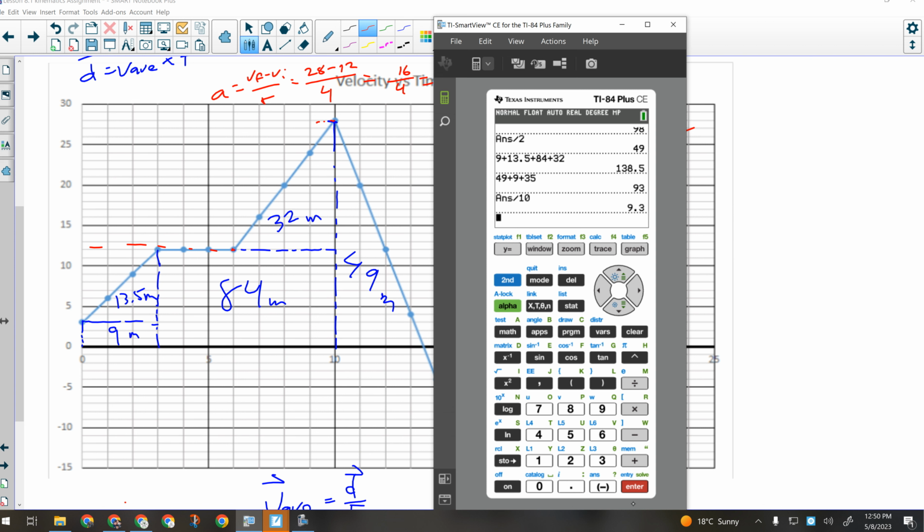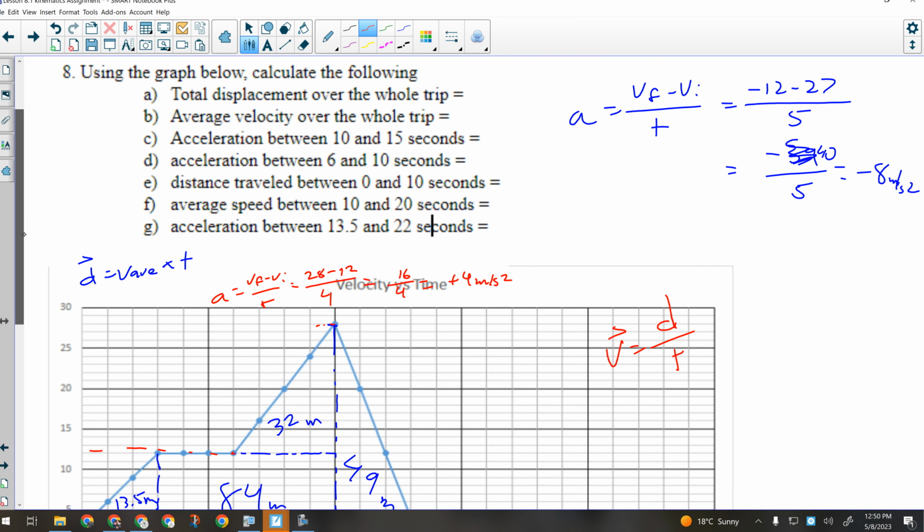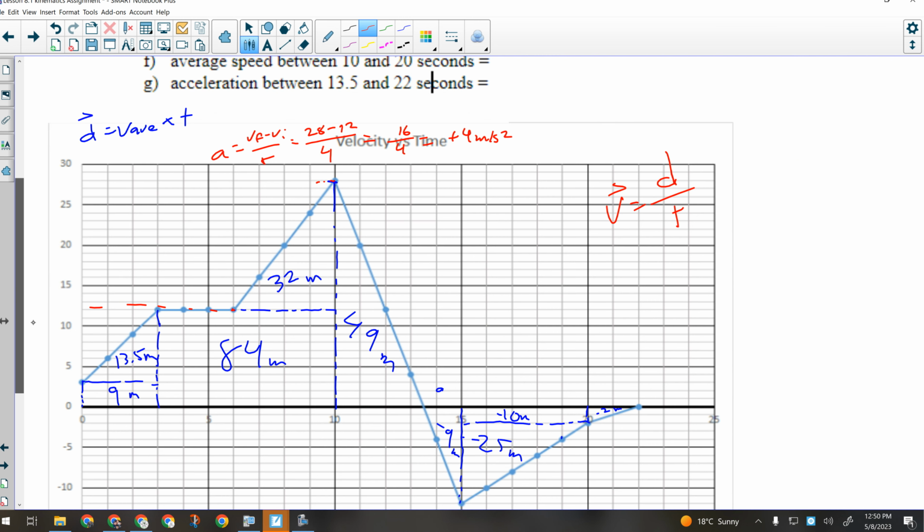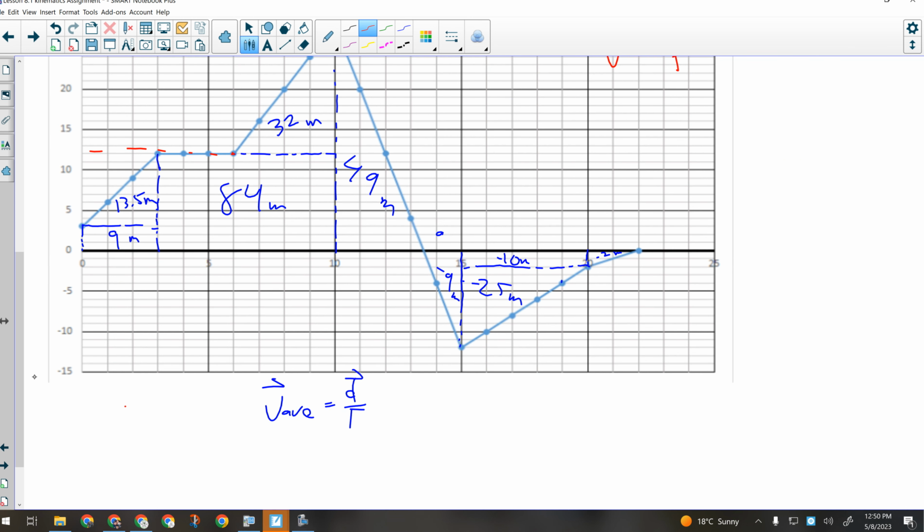Now, the last one is asking about an acceleration part. So that acceleration is the acceleration between 13.5 and 22 seconds. All right, so 13.5 is right here. 22 seconds is right here.